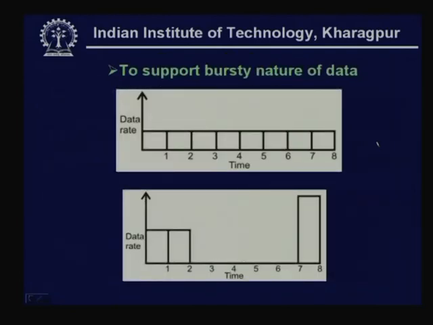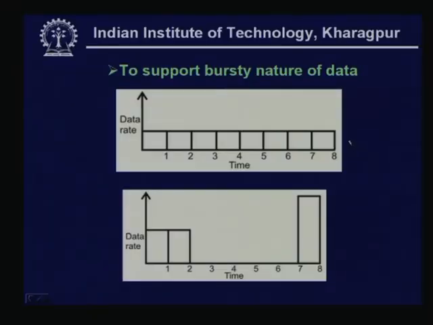Another important point is that X.25 does not support the bursty nature of data. It establishes a point-to-point communication, and the data flow has to be streamed or continuous. But unfortunately, in the present day context, it is necessary to support the bursty nature of data, because computer communication uses bursty data. For example, this is the stream data flow, this is the bursty nature of data flow, and frame relay has been designed to support this bursty nature of data.